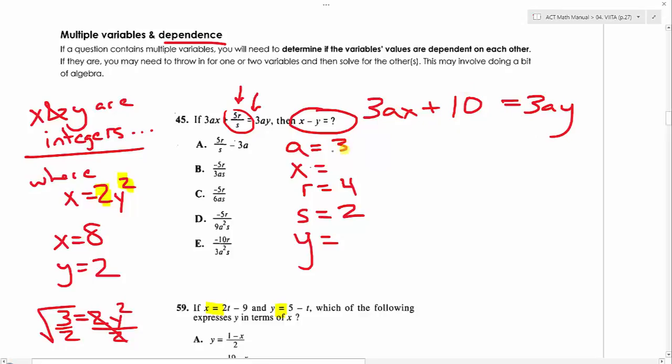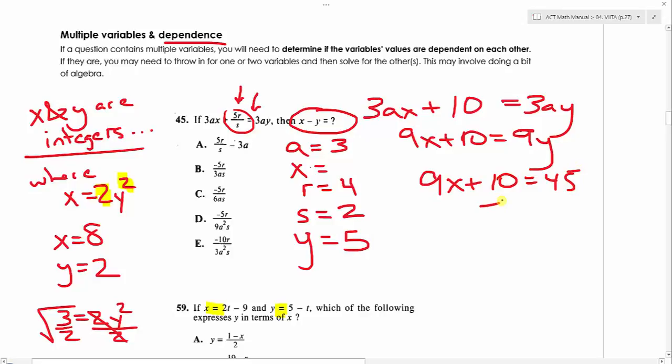I'm going to make a equal to 3. So now this is 9x plus 10 equals 9y. I'm going to make y equal to, let's do 5. We have a 2, a 3, a 4. We'll make y equal to 5. So this is 9x plus 10 equals 45. I subtract the 10, subtract the 10. I get 9x equals 35. So I'm going to get an ugly number for x here, but that's fine. 35 over 9. So this is 35 over 9.